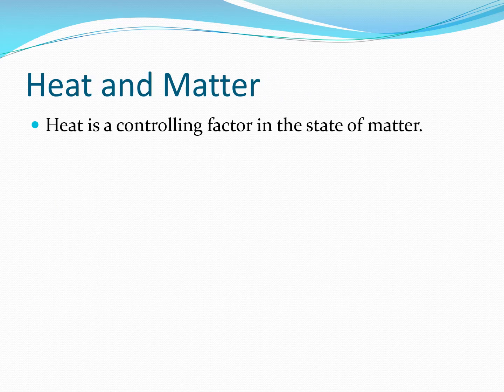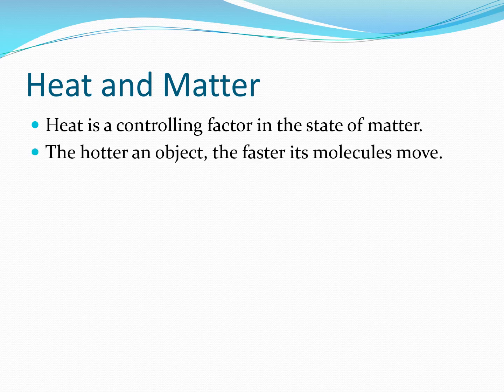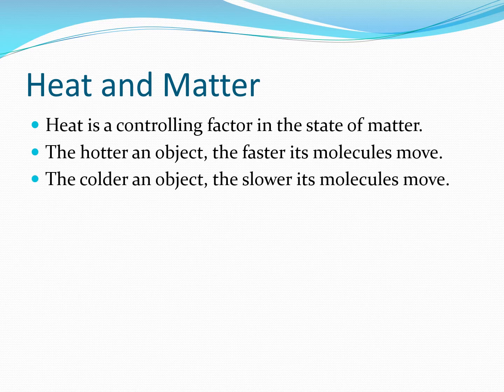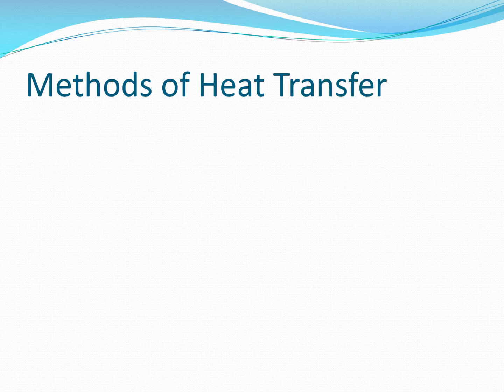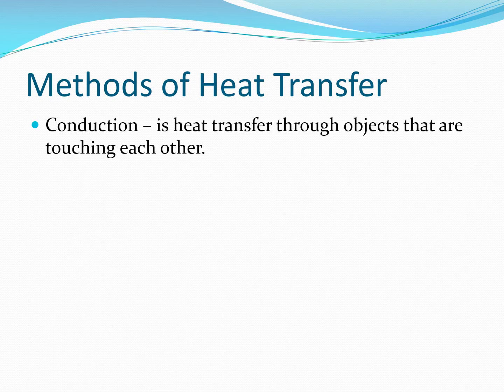As I mentioned earlier, heat is a controlling factor in that state of matter. The hotter an object, the faster the molecules move. The colder the object, the slower the molecules move. And so you put that into the example we used as water. You get steam as the hotter version of water. The molecules are moving much faster, and then the slower the molecules move, it appears to be a solid in the form of ice, if we're talking about water in this state. So let's get into how the heat can be transferred.